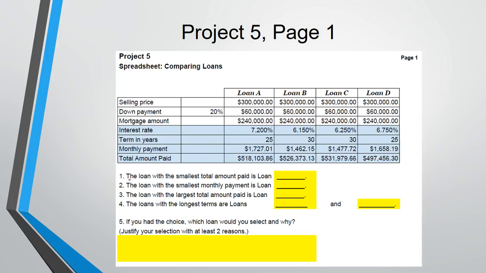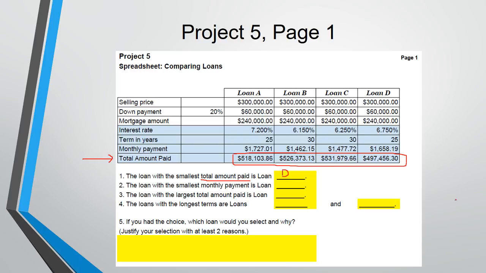The first one says the loan with the smallest total amount paid is loan blank. So we're looking for the smallest total amount paid. That means we're going to look at the bottom row. Looking at these four numbers, let's compare. Which one is the smallest amount? Only one loan has an amount lower than 500. That is loan D. So all you have to do for this one is write in the letter of the loan. In this case, it is D, so go ahead and write D in there.